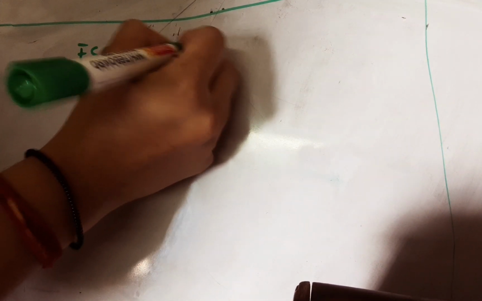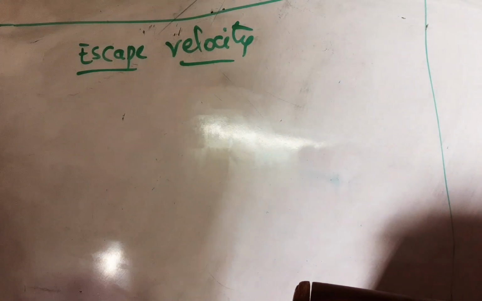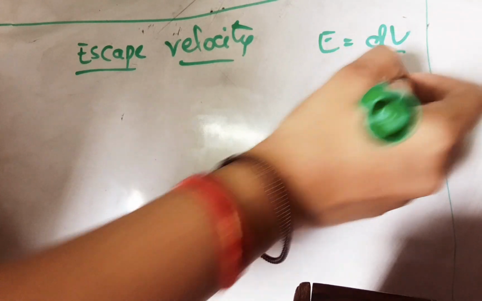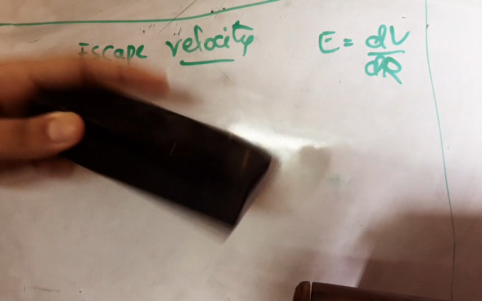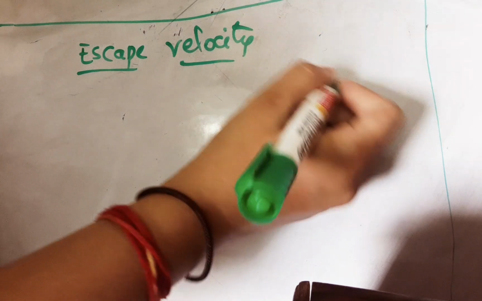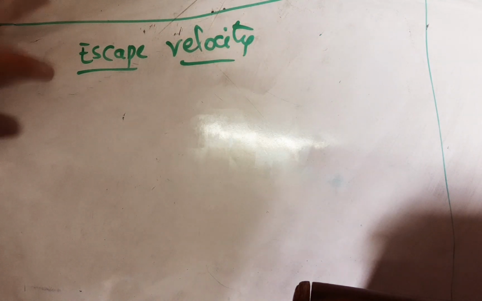In the last class I told you about potential energy, and I also briefly told you that dE is equal to dV divided by dr. I completely explained how to use this formula, and also told you about gravitational potential energy, which is a scalar quantity, and its application. I gave you homework on 4 particles placed on the sides of a square. Now, coming to escape velocity.